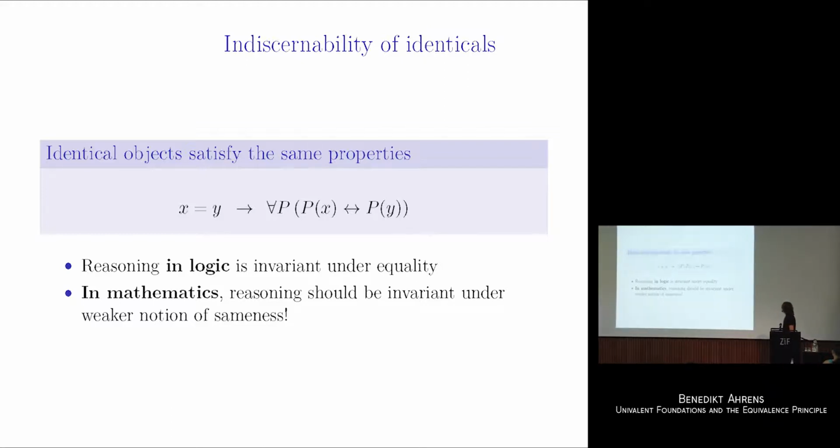The problem with this principle is that it's purely logic. It doesn't take into account what kind of objects x and y are. So it's very weak in that sense: it's true for all objects, or it is assumed for all objects x and y. But in mathematics, when we reason, actually we want a weaker hypothesis. We want an invariance of certain properties, or of all properties, not under equality, but under a weaker notion of sameness.